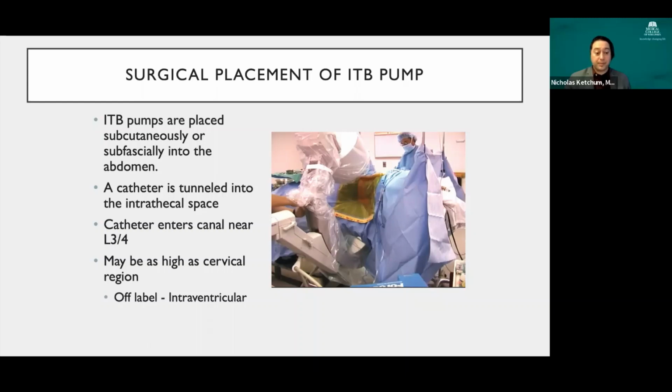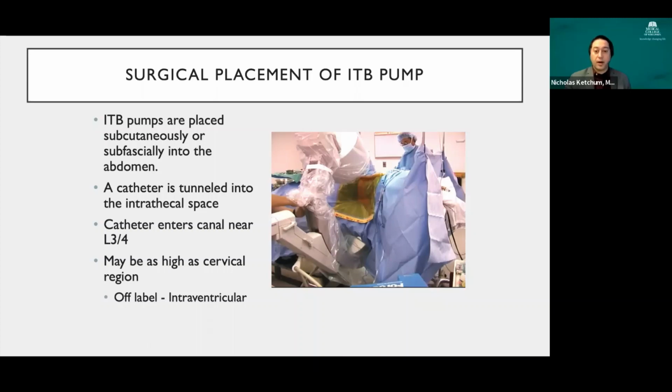So the pumps are placed subcutaneously or subfascially, typically in the right lower quadrant of the abdomen. The catheter is tunneled around the flank into the intrathecal space, and enters the spinal canal at typically the L3-4 level. Then they thread the catheter up to, if people have lower extremity spasticity, usually the mid or low thoracic spinal level. In somebody with upper limb spasticity, this may be as high as cervical.